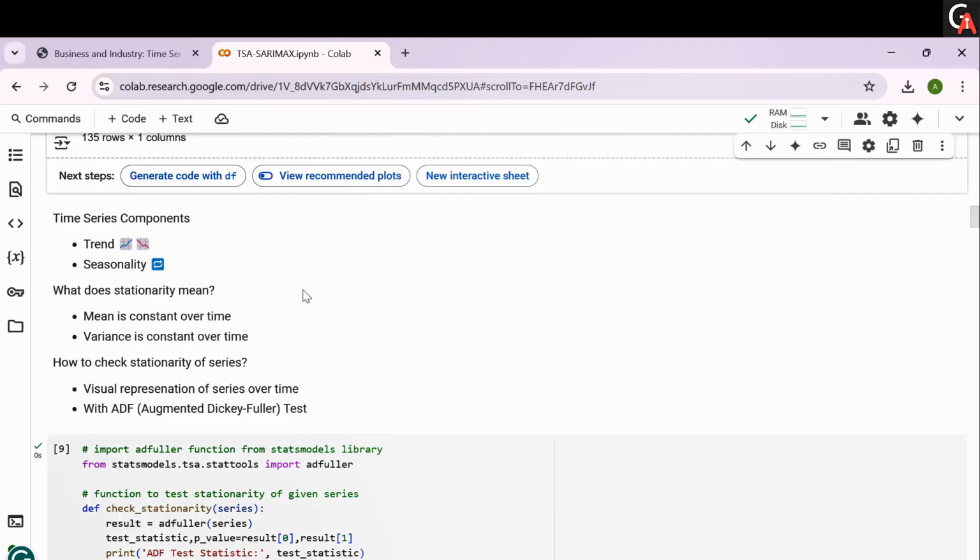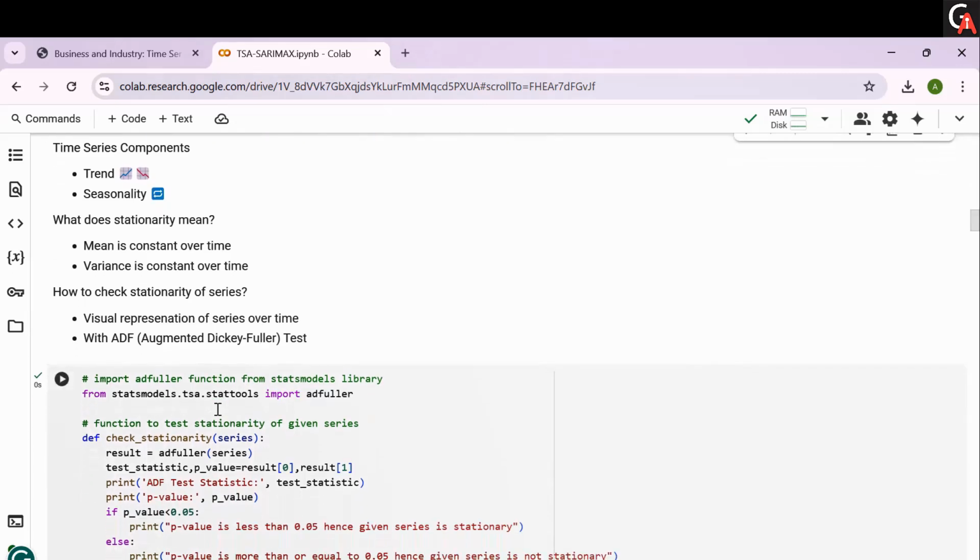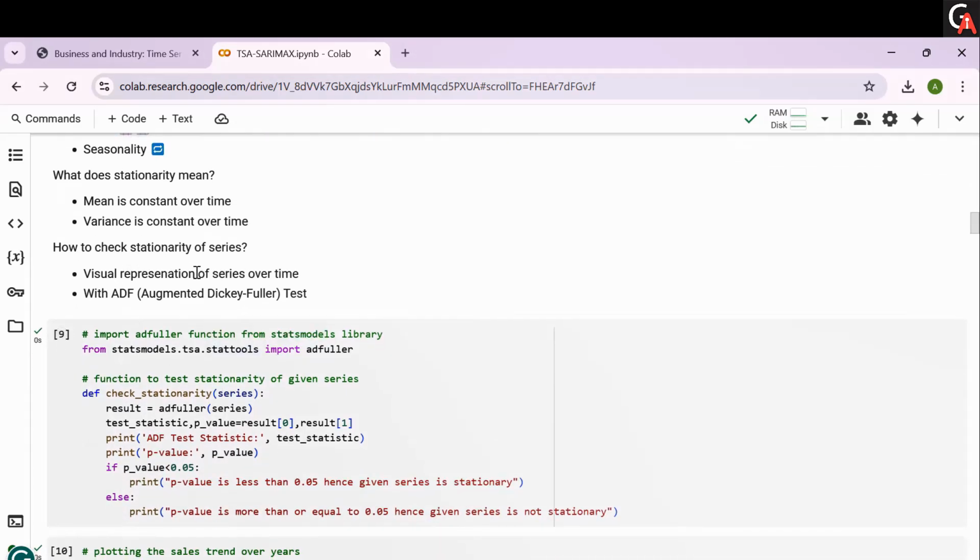So, what does stationarity mean? Stationarity means the mean is constant with respect to time and the variance is also constant with respect to time. So, how can we check the stationarity of a series? For that, there are two ways. The first one is the visual way and the second one is by using a statistical test. You can use a visual representation by plotting that series with respect to time. Otherwise, you can use the statistical test called ADF. ADF stands for Augmented Dickey-Fuller Test.